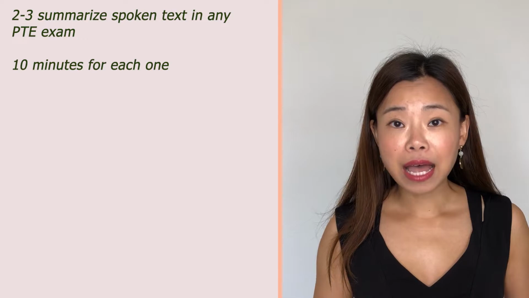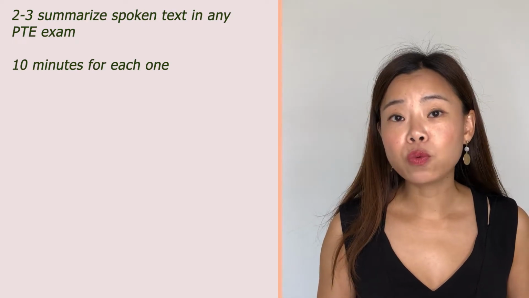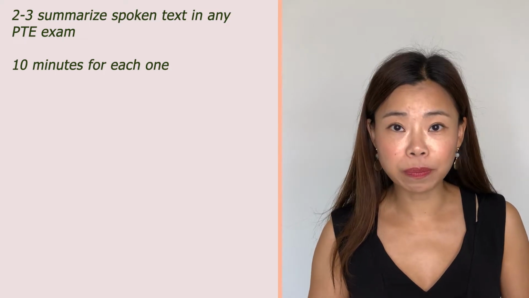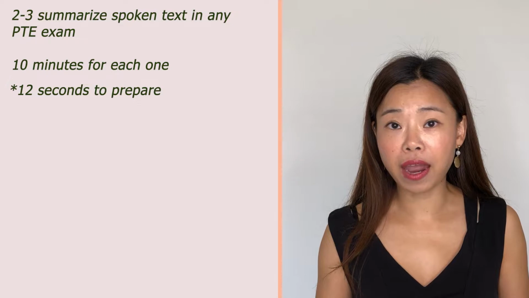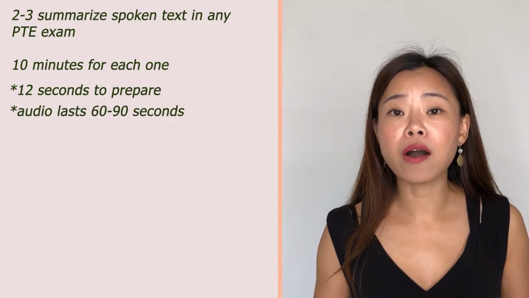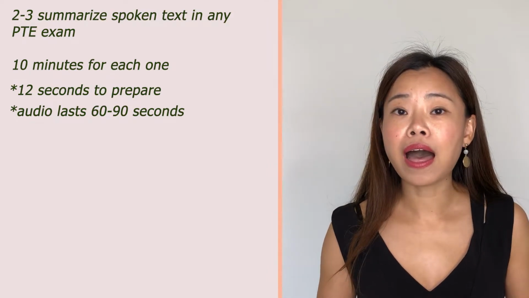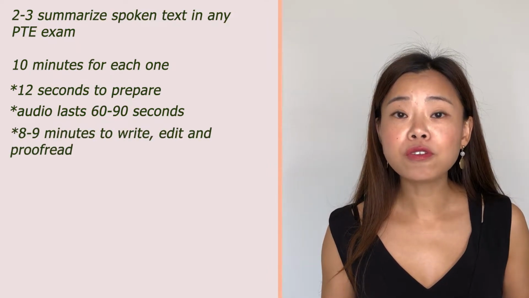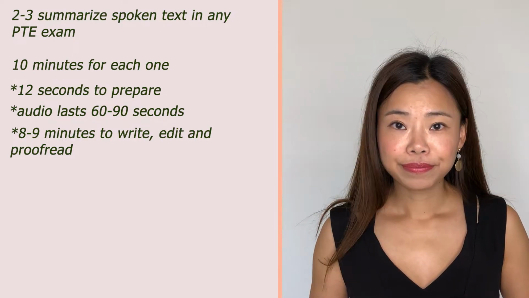In your PTE exam, you will have 2 or 3 Summarize Spoken Text. For each one, you will have 10 minutes to complete. As I mentioned, you have 12 seconds to prepare before the audio starts. The audio itself lasts about 60 to 90 seconds. So essentially, you will have about 8 to 9 minutes to write, edit, and proofread your summary.